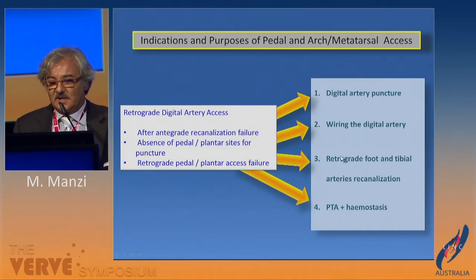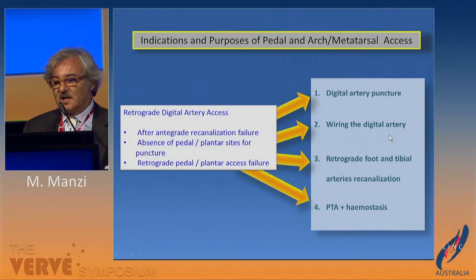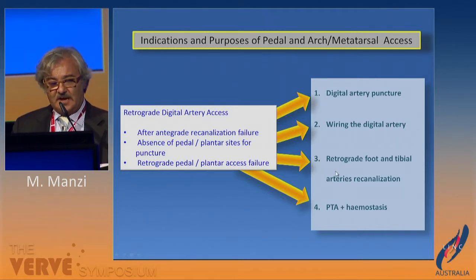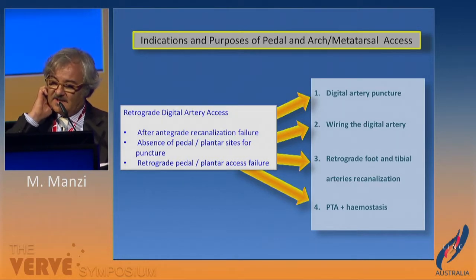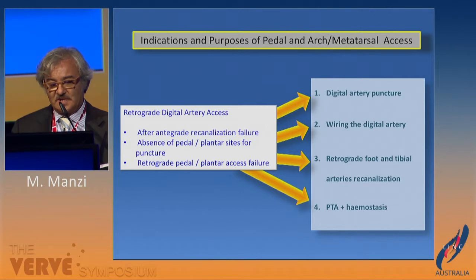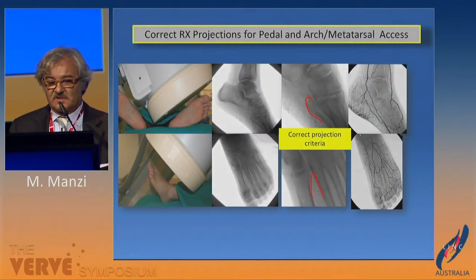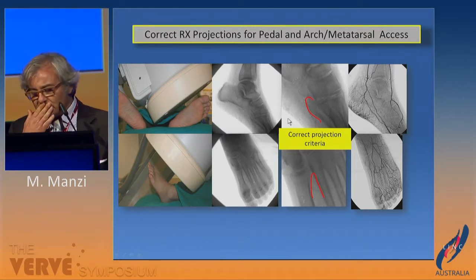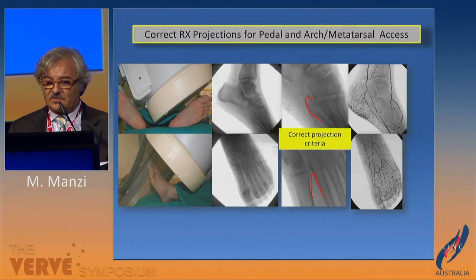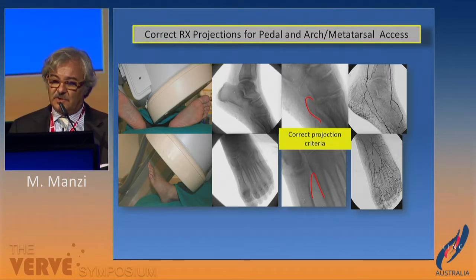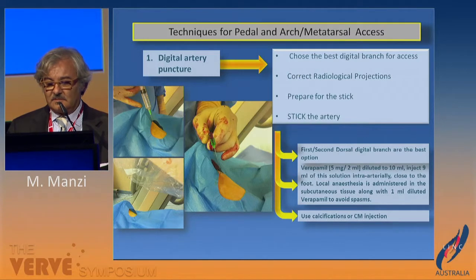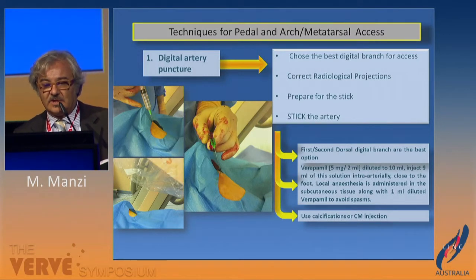We have to stick the artery, we have to wire the artery, and then we have to retrogradely recanalize the main tibial vessel, and at the end perform the angioplasty in order to achieve hemostasis. The first trick is to correctly expose the foot to the X-ray. So we use two projections, the anteroposterior and the lateral view, in order to evaluate correctly all the arteries of the foot.